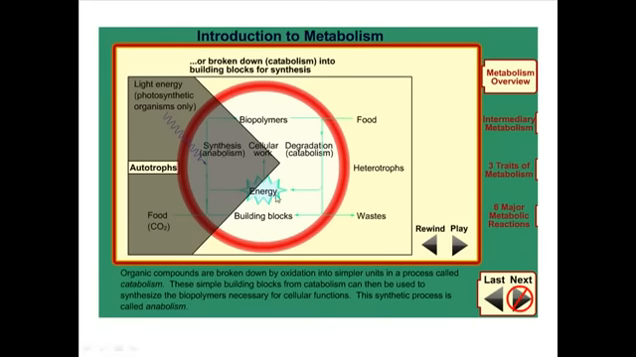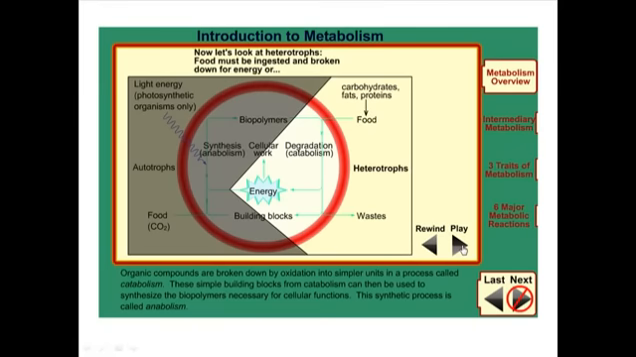So this is the energy in the center of this whole metabolic scheme, and we have anabolism and catabolism together. We have seen that heterotrophs produce energy by degrading those foods.